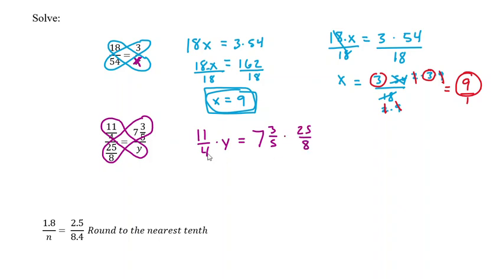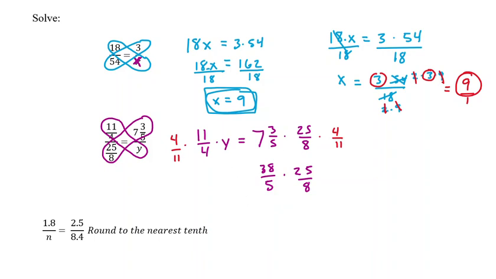Now notice that two of these fractions are in improper fraction form, and one of them is in mixed number form. Probably would be a good idea to get them all into improper fraction form, so I'm going to multiply 7 times 5, that's 35 fifths, plus 3 fifths is 38 fifths. So 38 fifths times 25 eighths. And then when I solve for y, I'm going to divide by 11 fourths, or I'm going to multiply both sides by the reciprocal of 11 fourths, which is 4 elevenths.